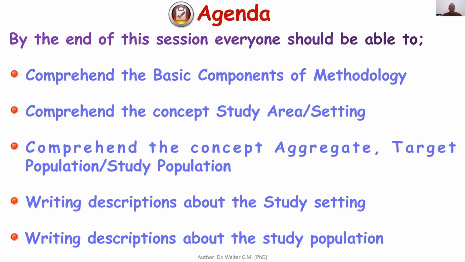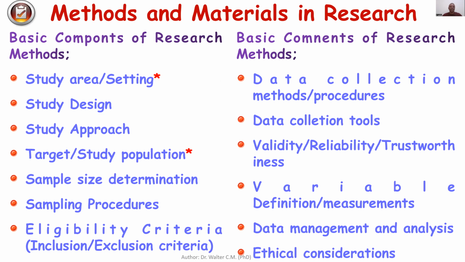To start with are the basic components of the research methodology, or research methods and materials. These are basic components, but they may vary depending on the training institution or projects or companies. The study area is one among the components of research methodology.